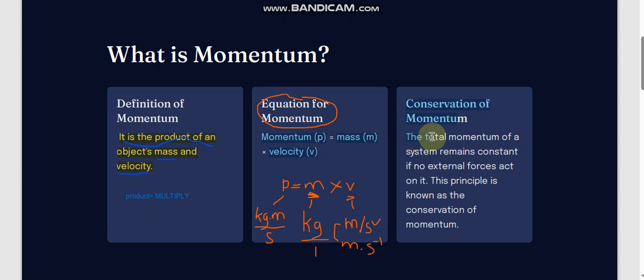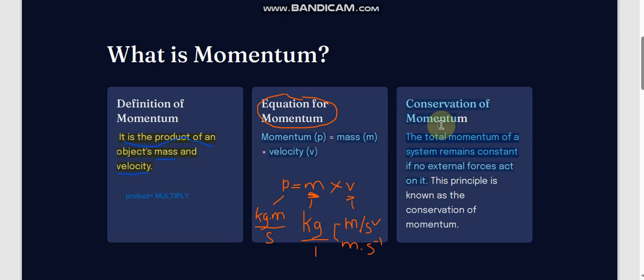So the definition of a conservation of momentum is that the total momentum of a system remains constant. Why does it remain constant? Because there's the word conservation there. The word conservation means does not change. It means that it remains constant. So the conservation of momentum is the total momentum of a system that does not change if no external force acts on it. That is the entire definition of the conservation of momentum.